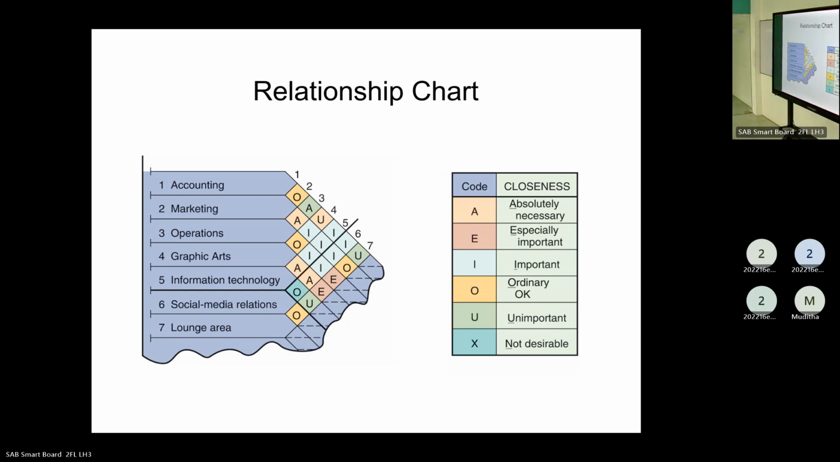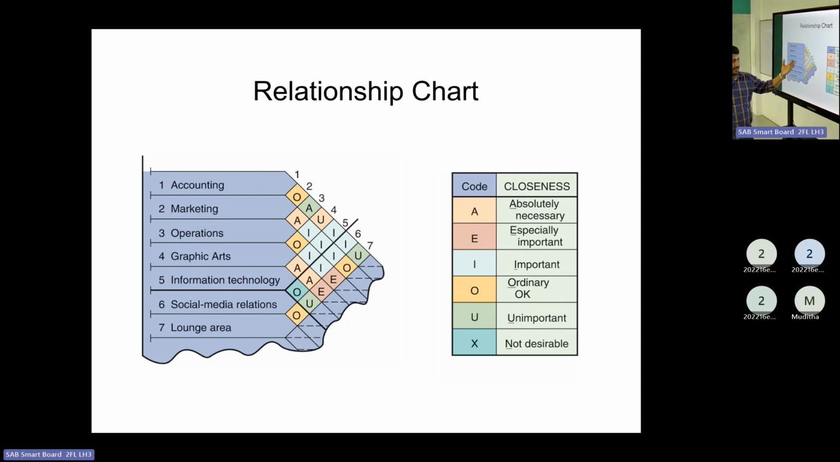Excuse me, sir. Yes, hello. Sir, can you re-explain this? How to read this chart? To understand how to read it, is that? Yes, sir, to identify the relationship between these departments. I hope you understood.